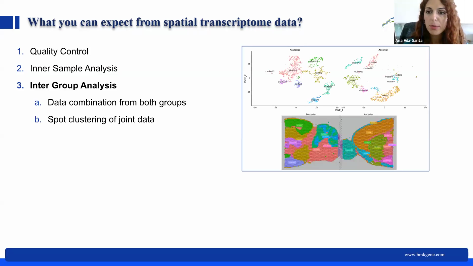So in the intergroup analysis, what we do is we get all the data from all the samples and we combine them together, and then we recluster everything. So for example, here in this slide, we can see that we had a posterior condition and an anterior condition. And we have the different clusters between the two samples. And again, we can look at them using reduced dimensionality graphs, or we can also look at them just by looking at the tissue.